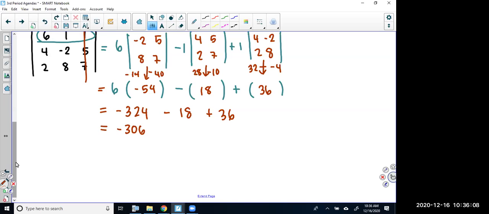That makes sense, because negative 18 plus 36 is really just plus 18. Remember, that negative 306 is what you were talking about with the parallelepiped thing. It's going to take that unit cube that sits right here and stretch it out, and it's going to turn it backwards. That's why it would be negative.